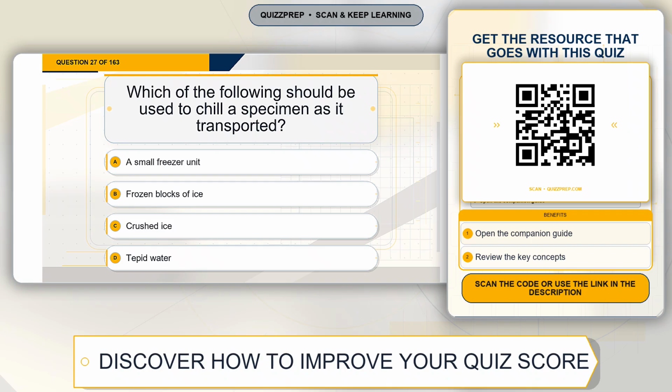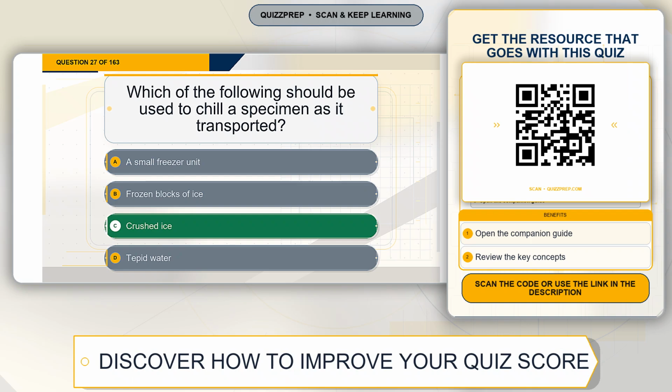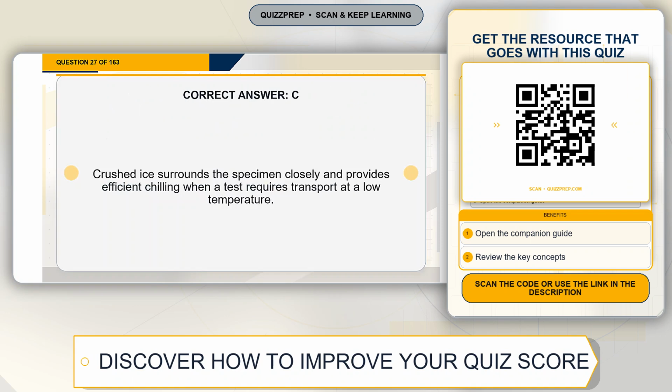Question 27. Which of the following should be used to chill a specimen as it is transported? Option A, a small freezer unit. Option B, frozen blocks of ice. Option C, crushed ice. Option D, tepid water. The correct answer is option C, crushed ice. Explanation. Crushed ice surrounds the specimen closely and provides efficient chilling when a test requires transport at a low temperature.